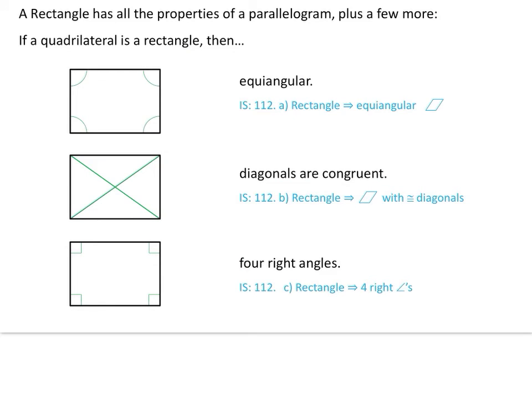All right, next we have our theorems for a rectangle. So a rectangle has all the properties of a parallelogram plus a few more. So if a quadrilateral is a rectangle, then it is equiangular. So mark up your picture with all equal angles. Its diagonals are also congruent. So mark that your diagonals are going to be equal in length. And then the 4 right angles.